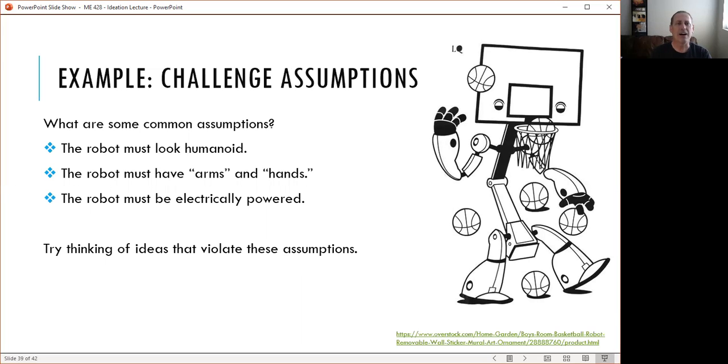So as an example, we might be assuming that our robot basketball player looks in some sense like a basketball player. Probably doesn't have to, right? We can get rid of that. We might be assuming that arms and hands must be some part of this. Probably not really true. We might be assuming that it must be electrically powered. Maybe there's another way to do this. So when you identify an assumption you have, you then deliberately try to violate that assumption with new ideas. And some of those ideas might be awesome, but at a minimum, whatever ideas you come up with will likely trigger additional ideas. And that's the whole point of brainstorming.